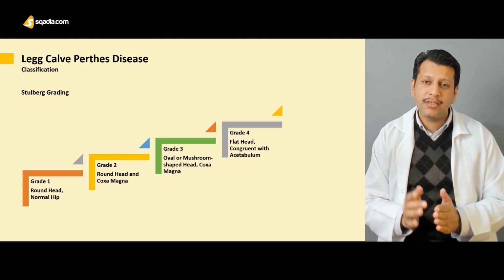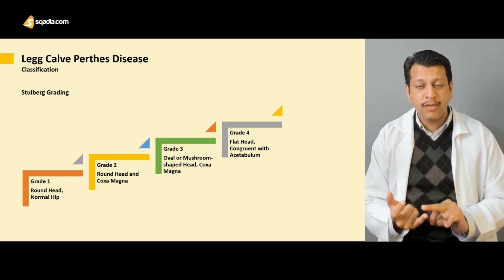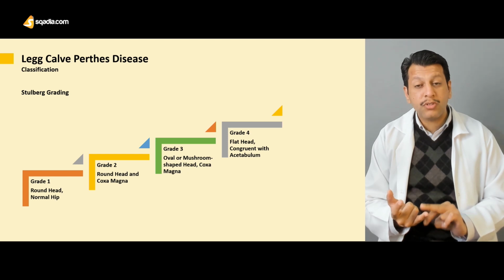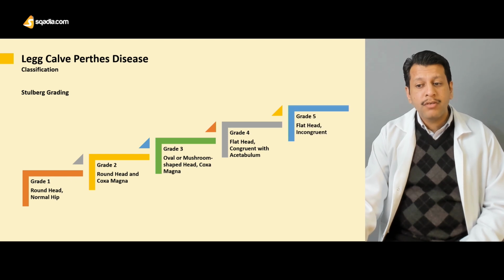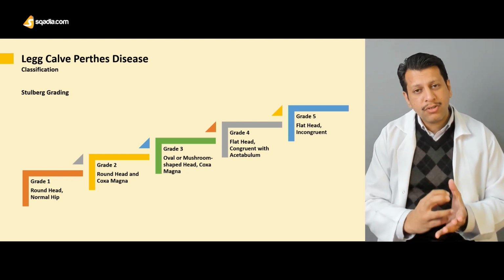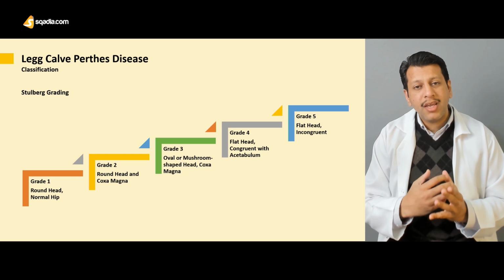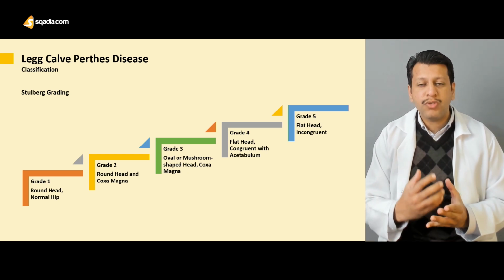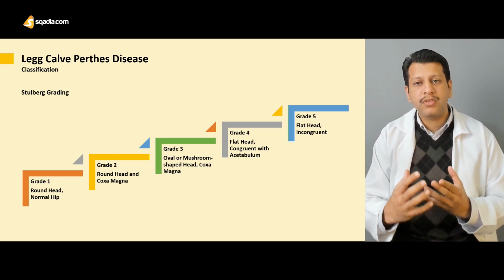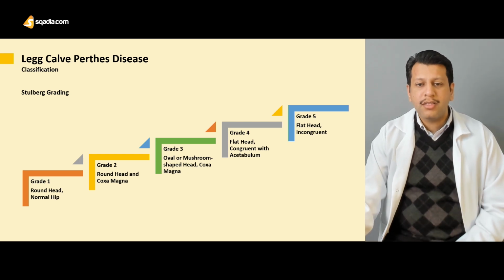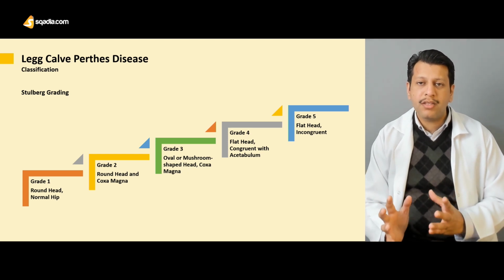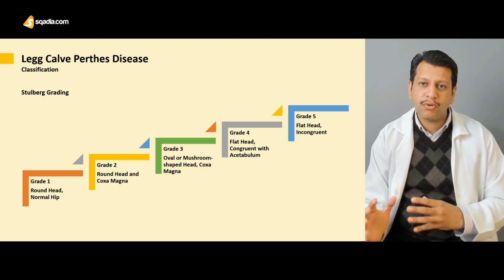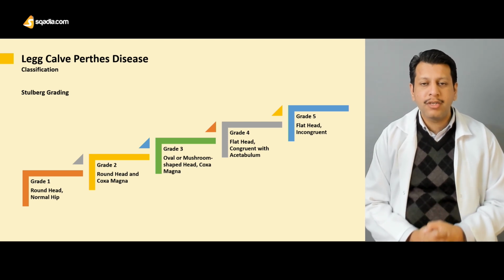This signifies that, okay, fine, there is flattening of the head, but there is no subluxation or dislocation at this stage. Grade 5 means the head has become flat and has started coming out of the acetabulum with an incongruent acetabulum, which means there is some form of subluxation of the head as well. Therefore, as the stage progresses, there are increased chances of AVN, and probably some sort of surgery would be required later on.